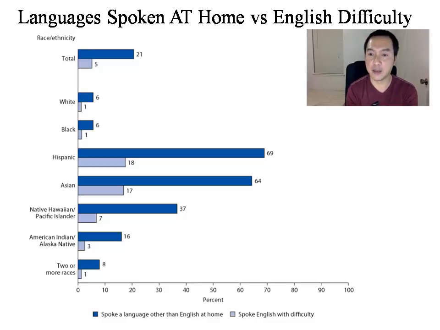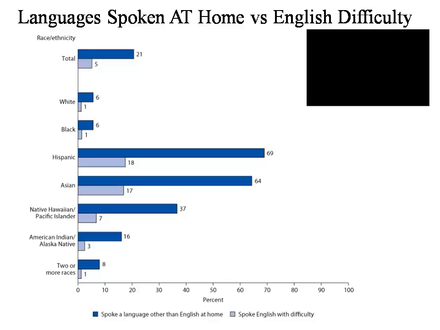have difficulty speaking English. The same applies to American Indians and Native Alaskans: 16% of them speak another language at home, and 3% of them have difficulty speaking English. The whites, blacks, and biracial groups also have difficulty speaking English at 1%.